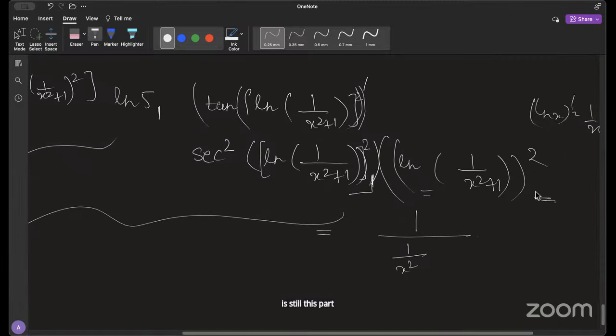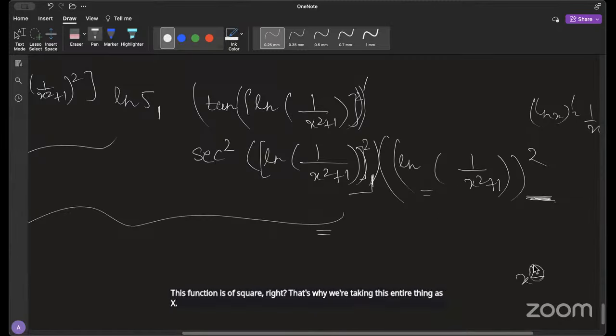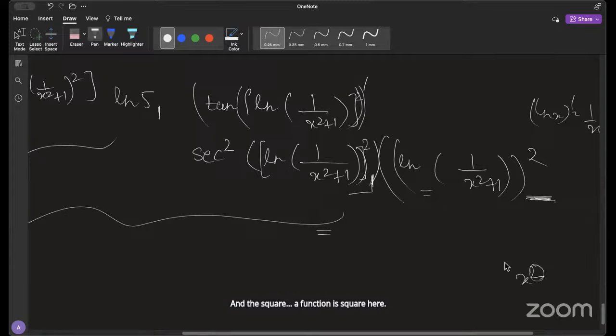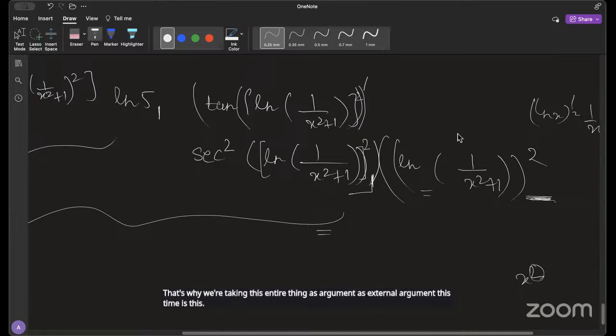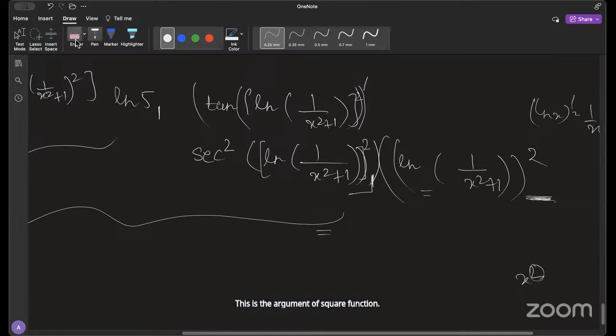Is this part still clear to everyone? Then first, how do you find the derivative of x square? For x square, this function is a square, right? That's why we're taking this entire thing as x, and the function is square here. The argument of the square function is this. So take 2 times the natural log of 1 by x squared plus 1, right?